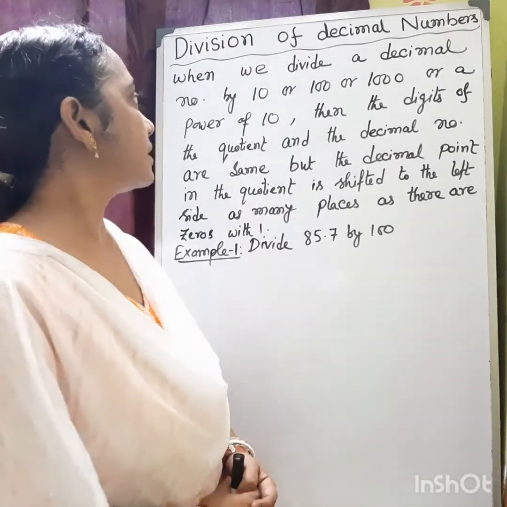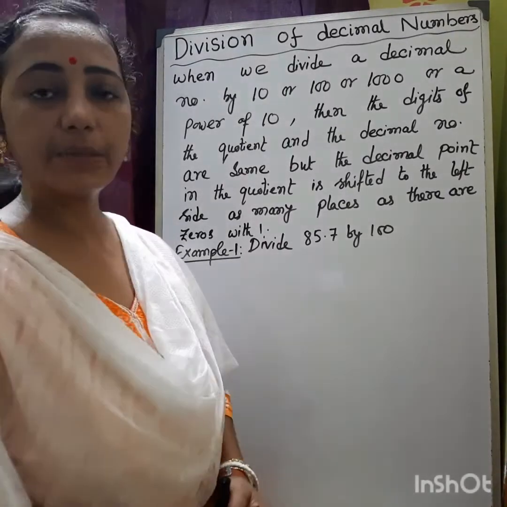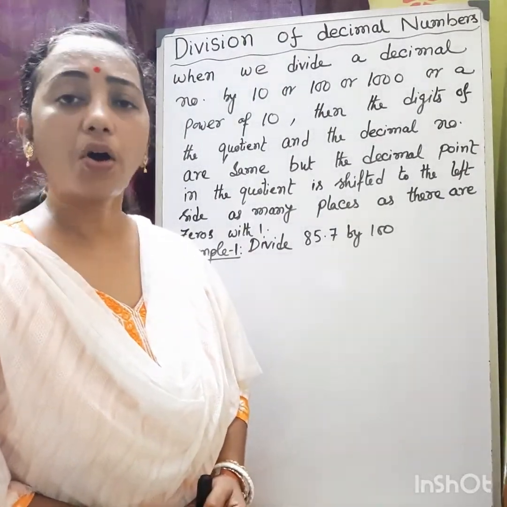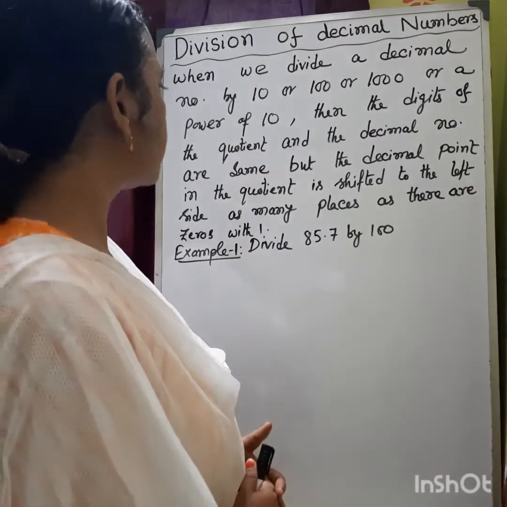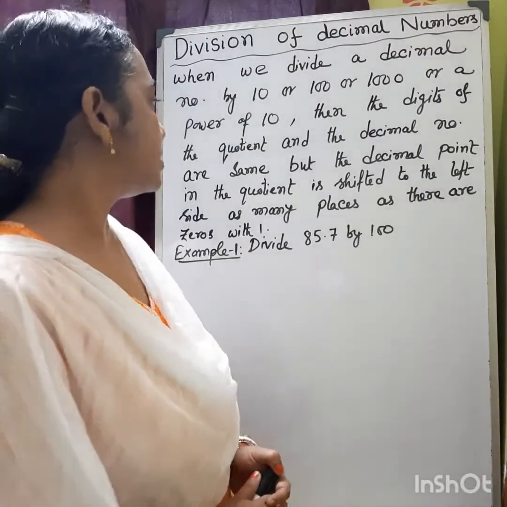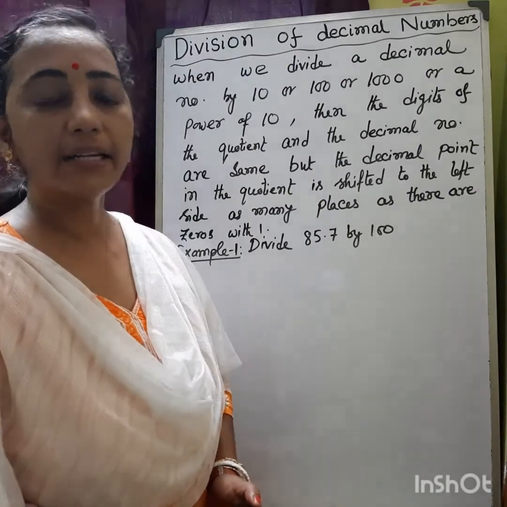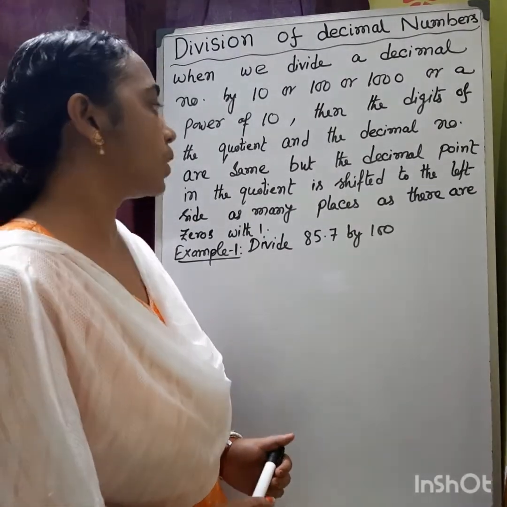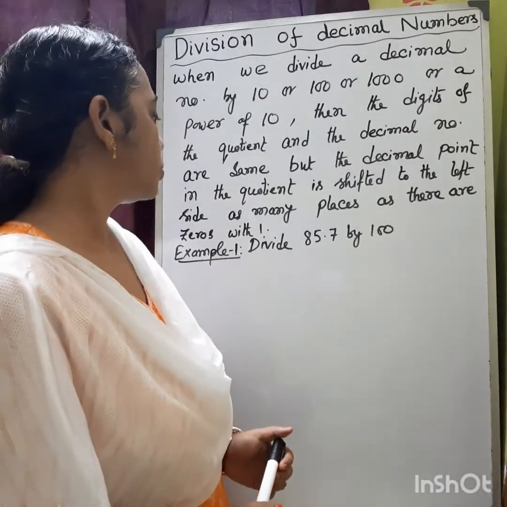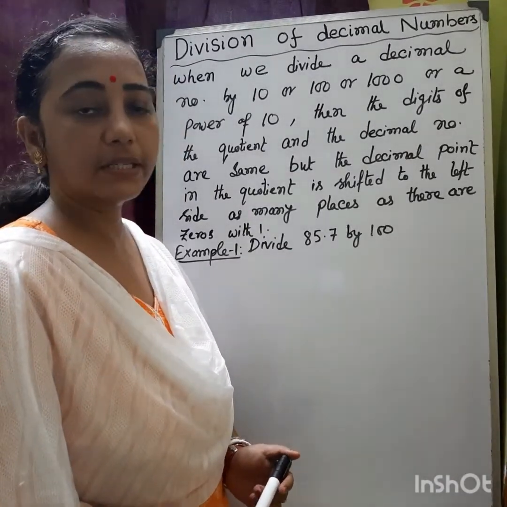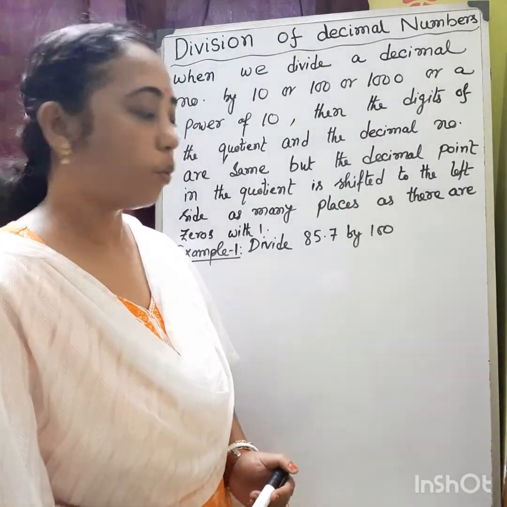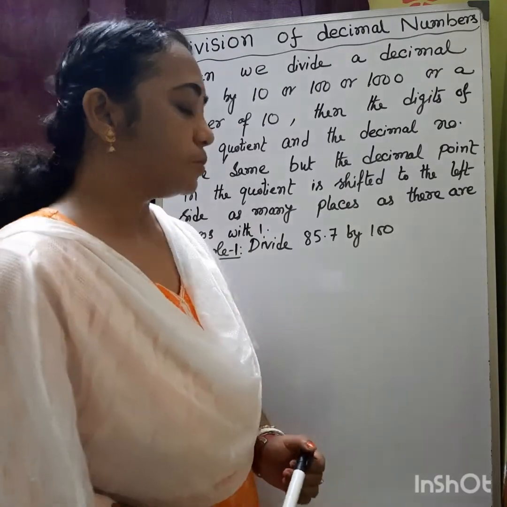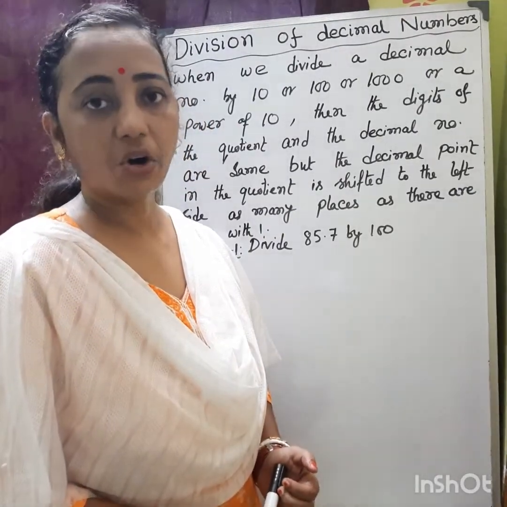Now let us consider the case that when we divide a decimal number by 10 or 100 or 1000 or a power of 10, then we will find that the digits of the quotient and the decimal number are the same. But the decimal point in the quotient is shifted to the left side as many places as there are zeros with 1. Now let us do one example to check whether this rule is correct or not.